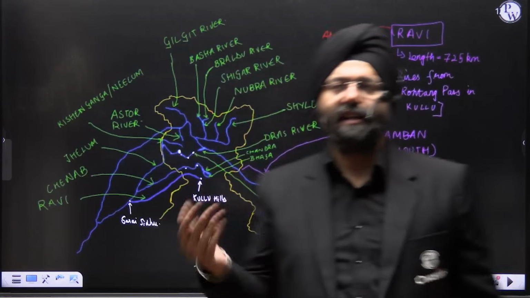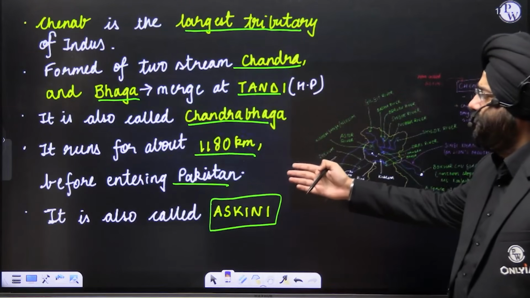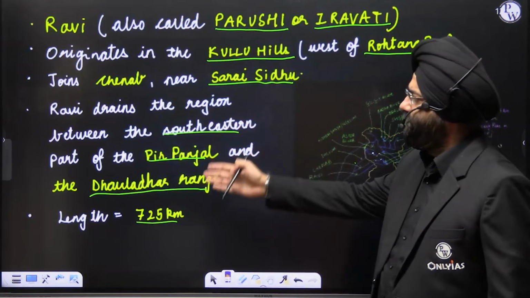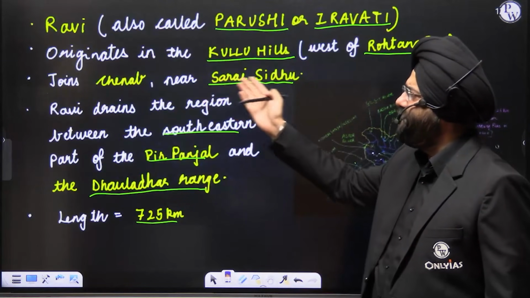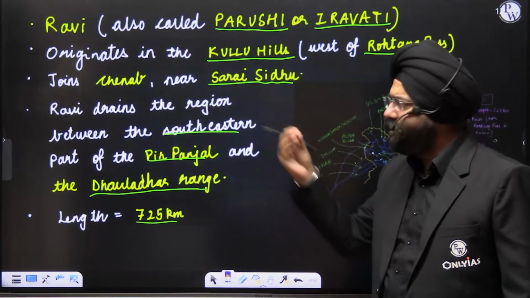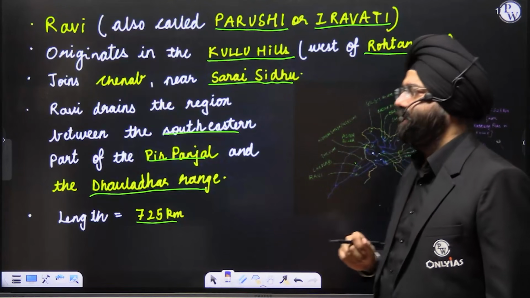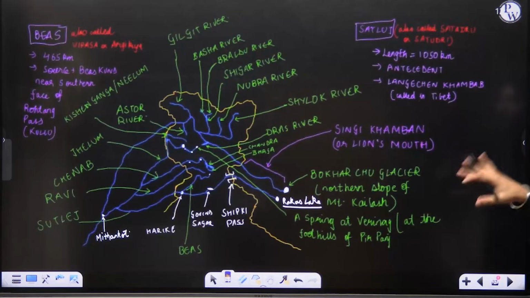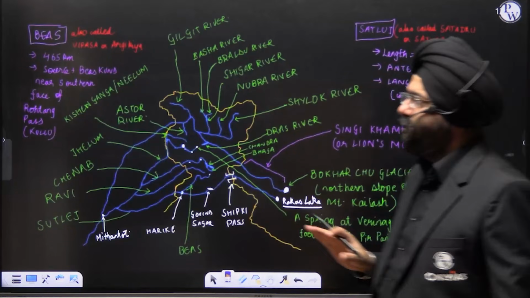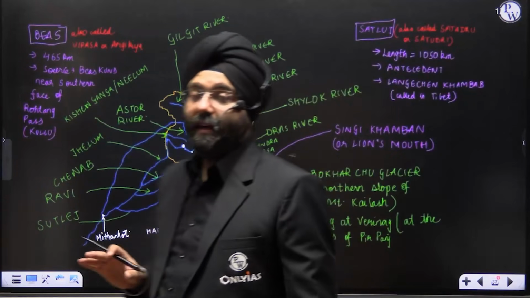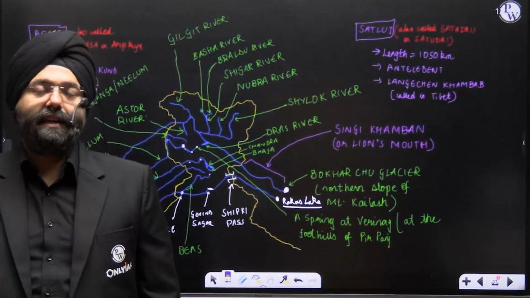What extra is required is already mentioned over here. So we already know that it joins Chenab near Sarai Siddhu. So this is what you should require. And this is the basics that you should understand as mentioned in NCERT. Let's move further. Now there are two other important tributaries with respect to Indus. Those are Beas and Satluj.